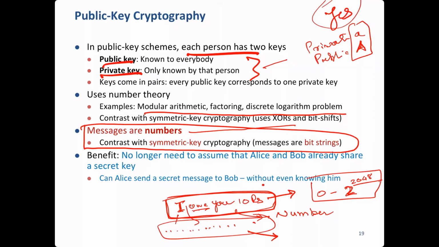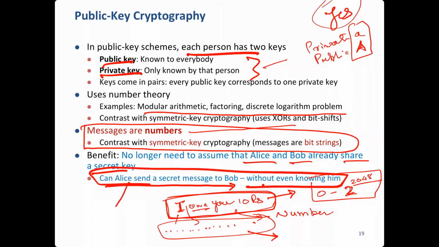All right. So the benefit of public key cryptography is that, unlike symmetric encryption, we don't assume that Alice and Bob already shared a secret key. And we can see that Alice can send a secret message to Bob without even knowing him. This is the ultimate thing that we can do in RSA.